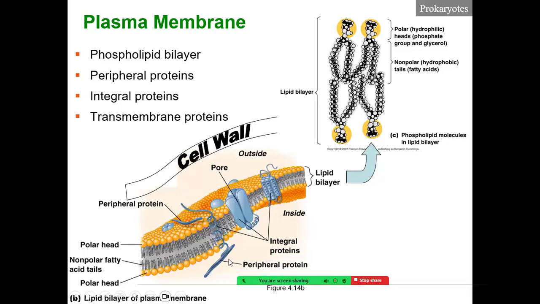Here we have a peripheral protein. A peripheral protein is one that is inside the cell membrane, and the majority of the protein is on one side of the membrane or on the other side of the membrane. Any question about any of that?